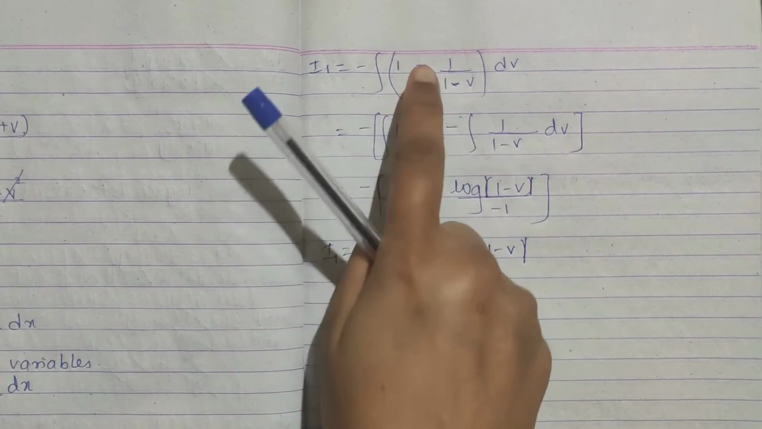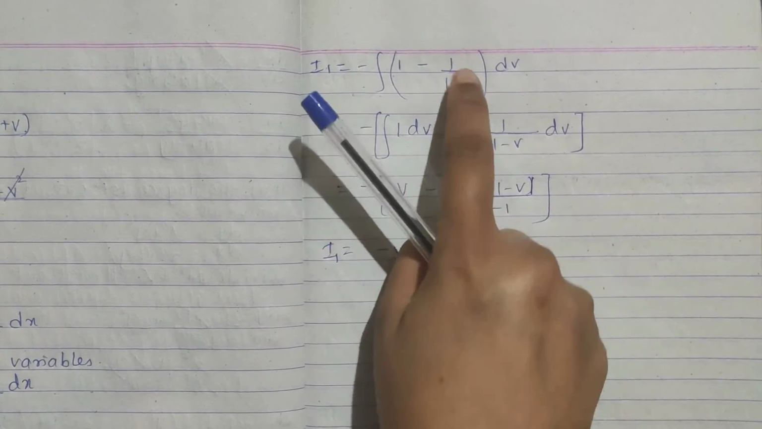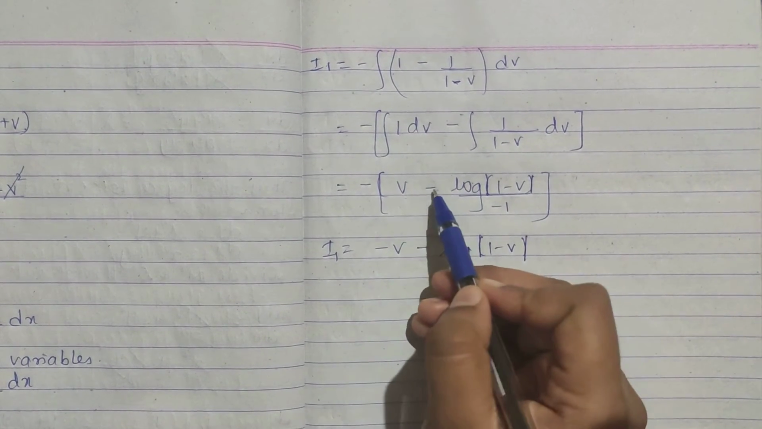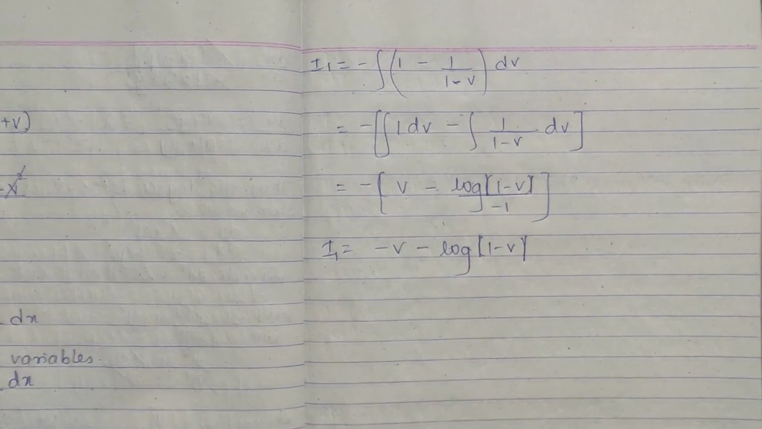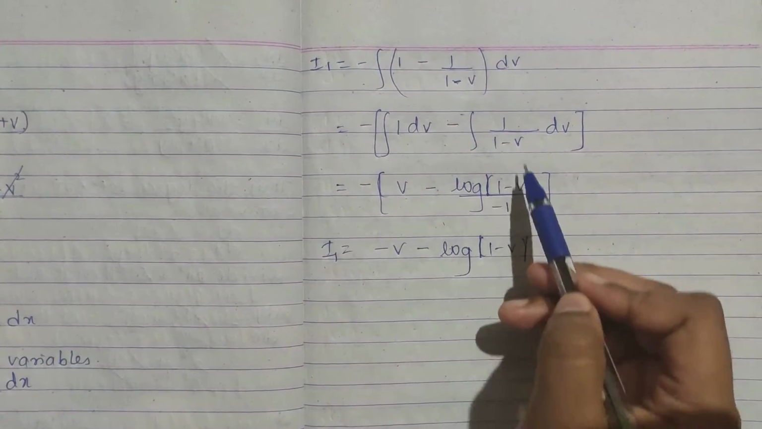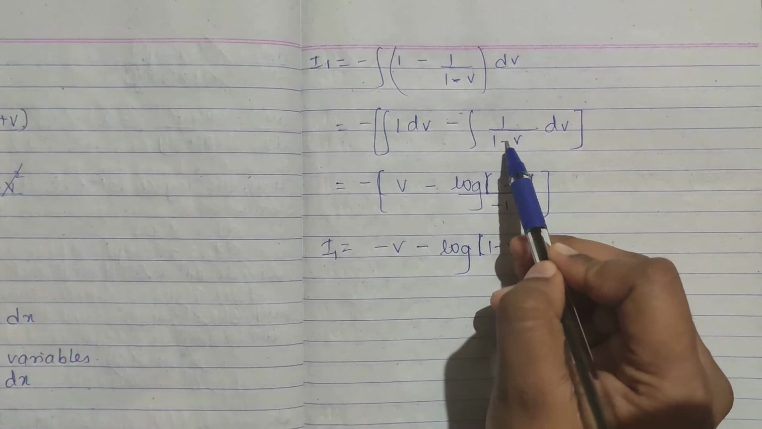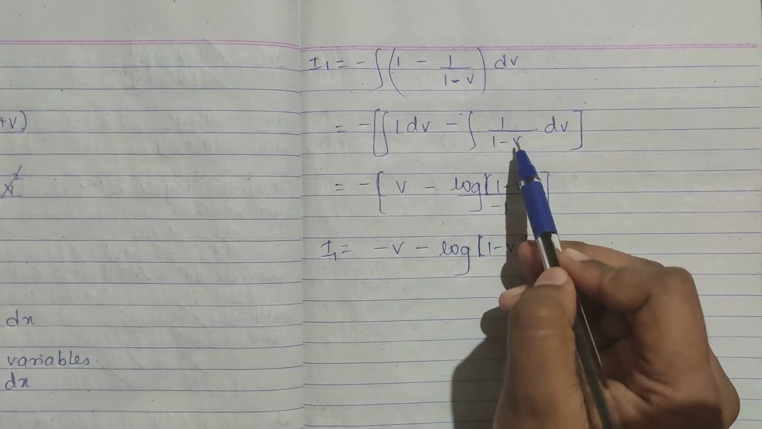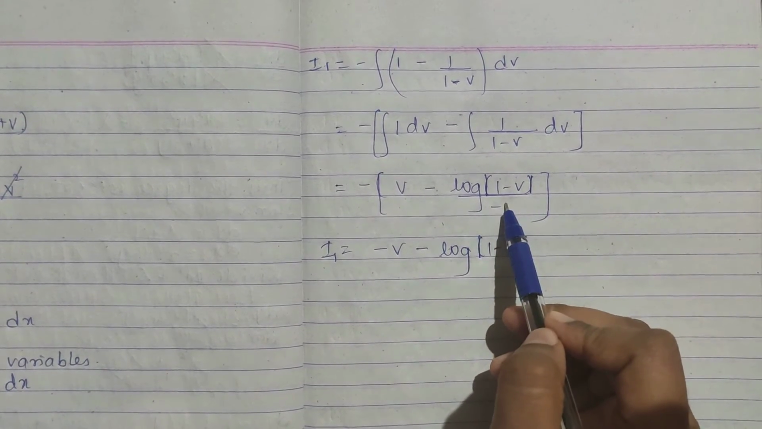So integrating separately, I did integration of 1 with respect to dv minus integration of 1 by 1 minus v dv. So 1 with respect to v is v, integrating, right, minus integration of 1 by 1 minus v is log of 1 minus v divided by, again here it is 1 minus v, this is taken in place of x, like minus x. So differentiating minus x, you get minus 1, but here you are not multiplying by minus 1, you have to divide by minus 1.